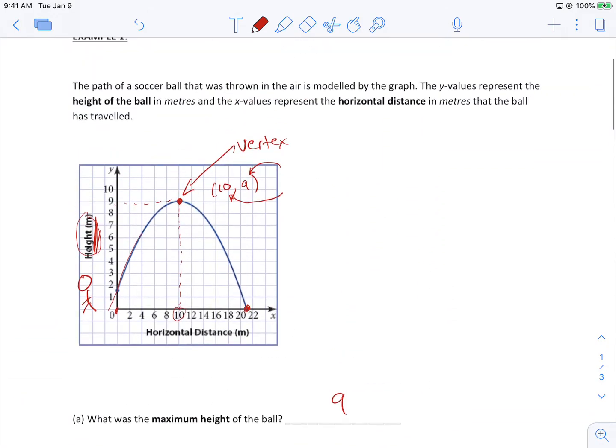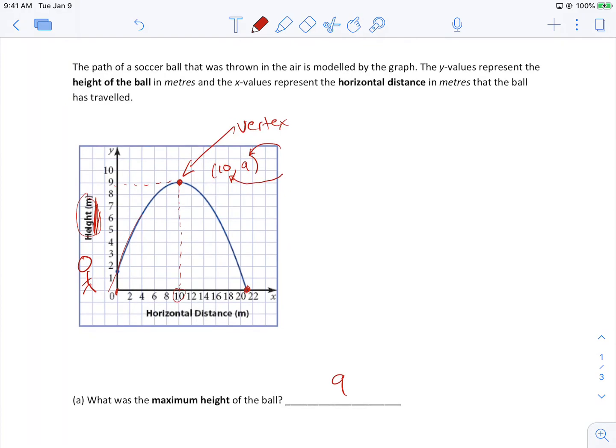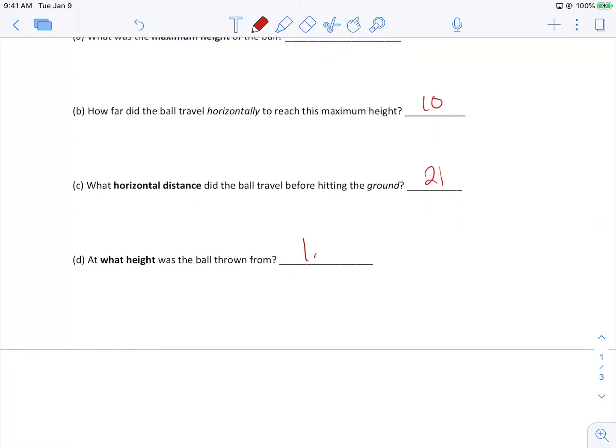And D, good question. At what height was the ball thrown from or kicked from? Well, that's going to be our starting value. So what did we start at? Well, it looks like we started right in the middle of those two things at 1.5. And how do we know? Because that is our height at a horizontal distance of 0. That means we must have kicked the ball or thrown the ball from this height. That's why our graph starts at this height. So that is our starting value. That's 1.5.